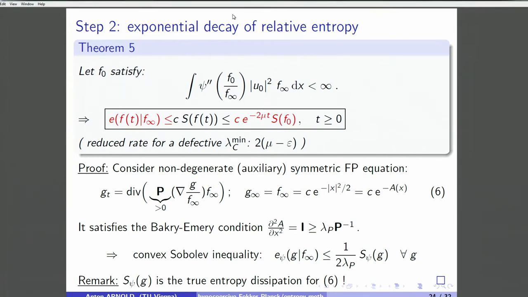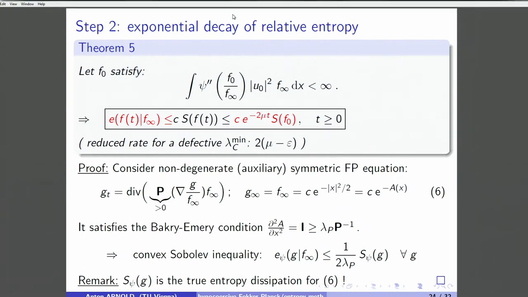And I want to have as a diffusion matrix my positive definite matrix P from the functional. Then in this equation, my steady state is just the standard Gaussian by construction. This is a symmetric Fokker-Planck equation that I've shown you in my review at the beginning. So for the symmetric Fokker-Planck equation, the scalar confinement potential A of x is just this quadratic term. So the Hessian of this confinement potential is just the identity matrix, which can be bounded below by the inverse of the matrix P, because it's positive definite. So therefore, this auxiliary equation has an exponential decay towards zero.